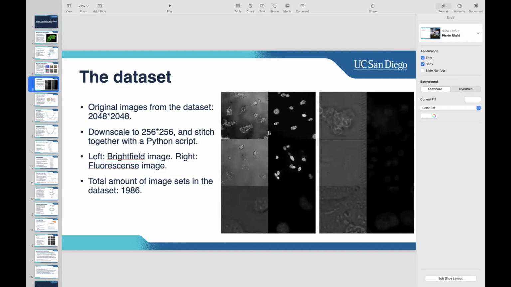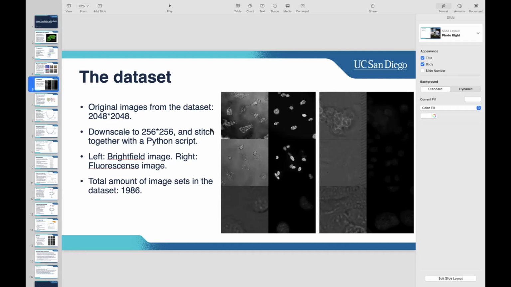Now let's talk about my data set. The original images are kind of big, 2048 pixels times 2048 pixels, and I have to downscale them to 256 by 256. So basically, I have to reduce the resolution by a lot due to my hardware constraints, you know.